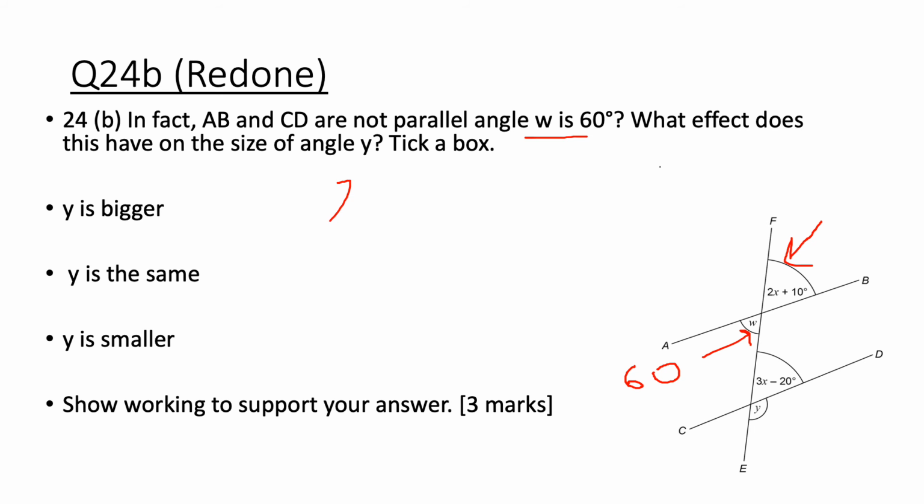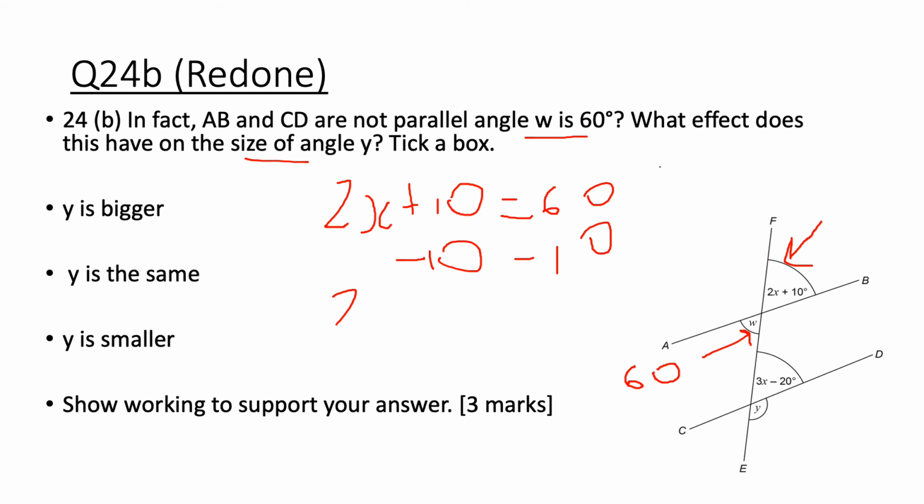So that means that 2x, so tick a box for the size of angle y. 2x plus 10 equals 60, because it's vertically opposite angles. Solving that, minus 10 minus 10, I get 2x equals 50, x equals 25. So that's my answer for that. Putting it into here, I get 25 times 3 is 75, minus 20 is 55.